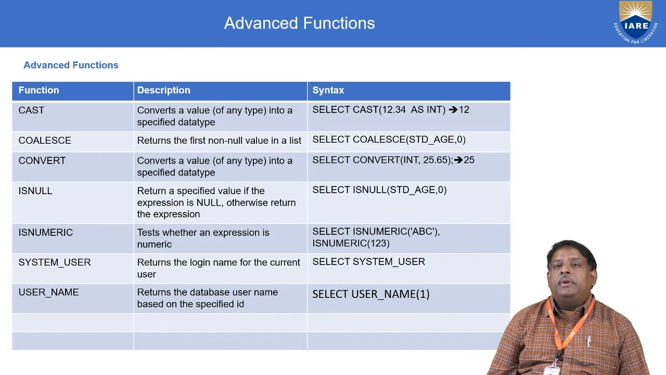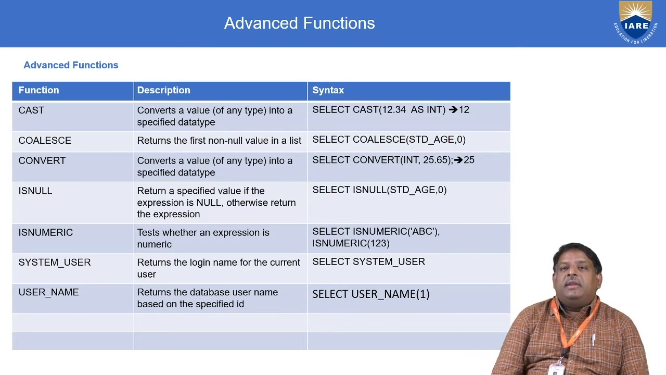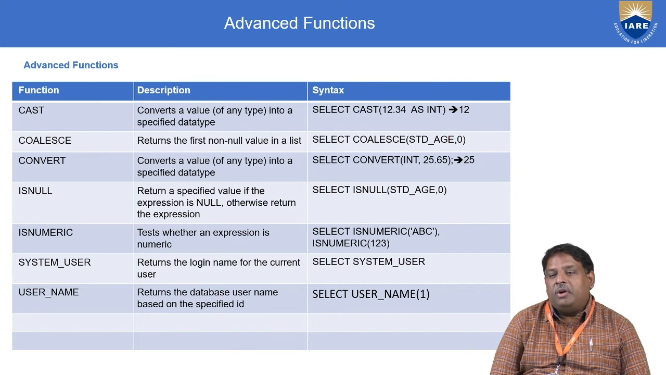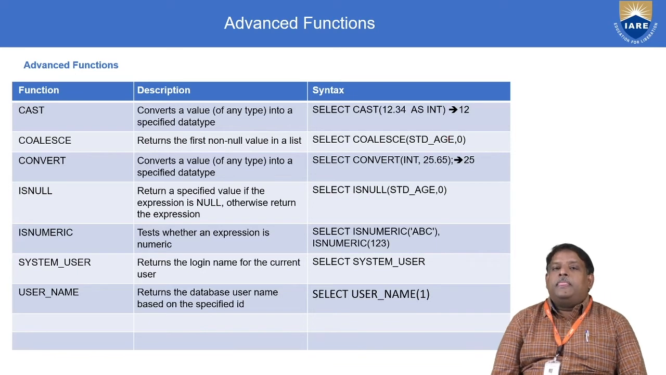Next is isNumeric. It tests whether an expression is numeric or not. Select isNumeric of ABC will give you false because it is not a numeric data type. Similarly, select isNumeric of 123 will give you true. It tests whether the expression is numeric or not.